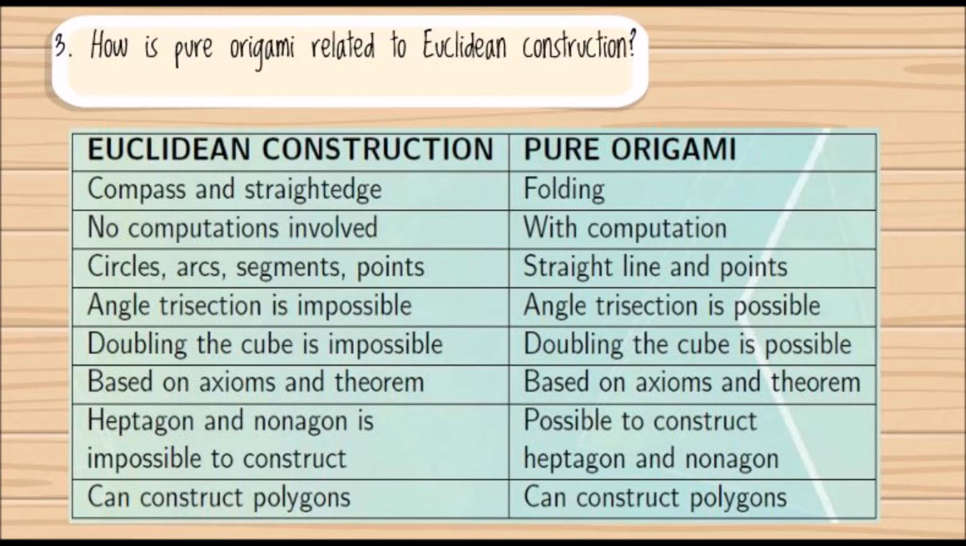There are also some classical problems in geometry, like angle trisection and doubling the cube, which are proven to be possible in pure origami and impossible in Euclidean construction. The constructions of regular polygons using the two methods, Euclidean and pure origami, require specific theorems and calculations. Geometric constructions are quite interesting since every point that is constructible using a compass and straight edge is constructible using pure origami.